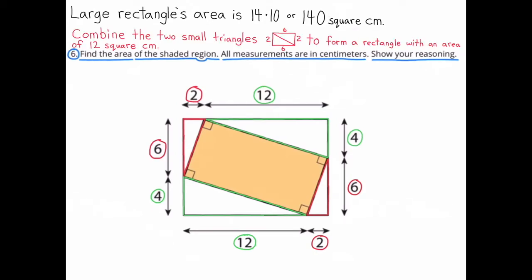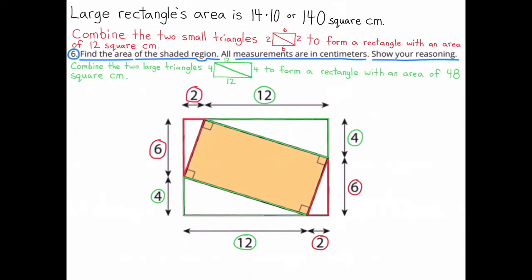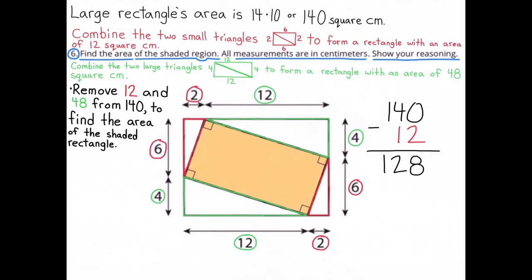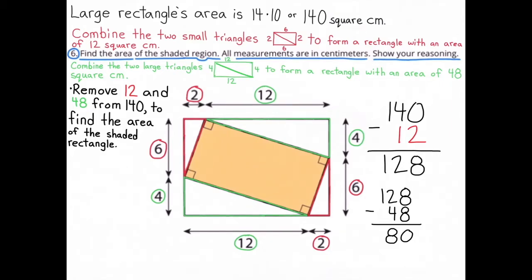Combine the 2 small triangles, 2 by 6, to form a rectangle with an area of 12 square centimeters. Combine the 2 large triangles, 4 by 12, to form a rectangle with an area of 48 square centimeters. Remove 12 square centimeters and 48 square centimeters from 140 square centimeters to find the area of the shaded region. The area of the shaded region is 80 square centimeters.